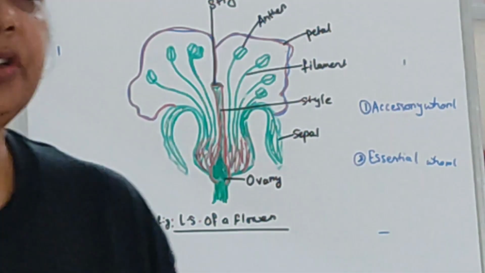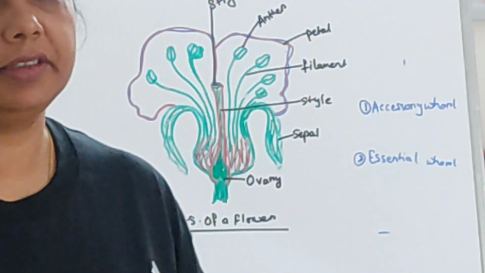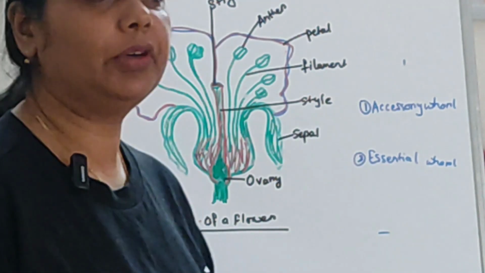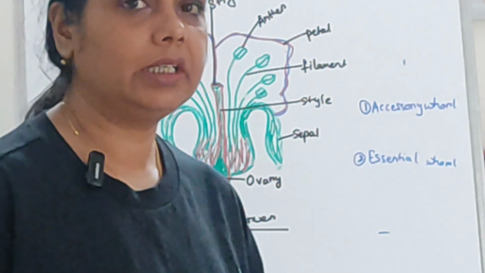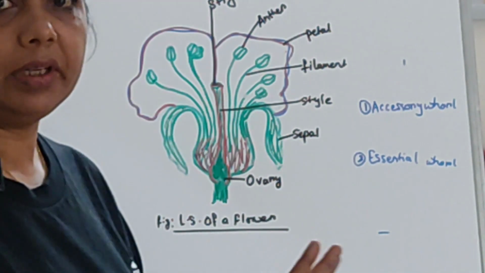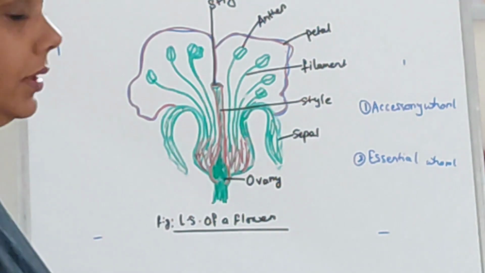Hello children. So today we are going to learn about the sexual reproduction in a plant. So before going to discuss about the reproduction in plant, first let's see what is a flower. Do you know what is a flower? A flower is called the reproductive organ of a plant.